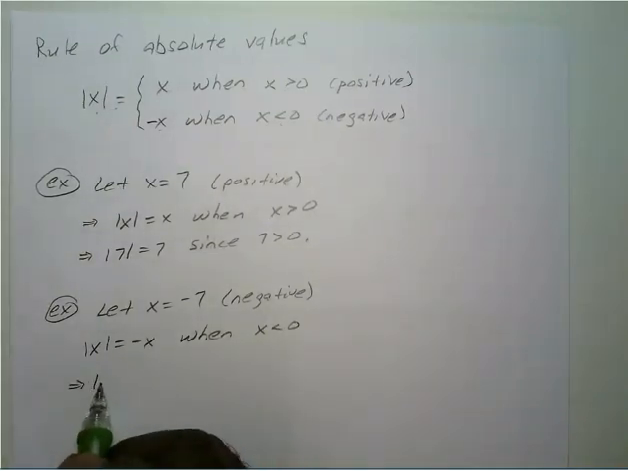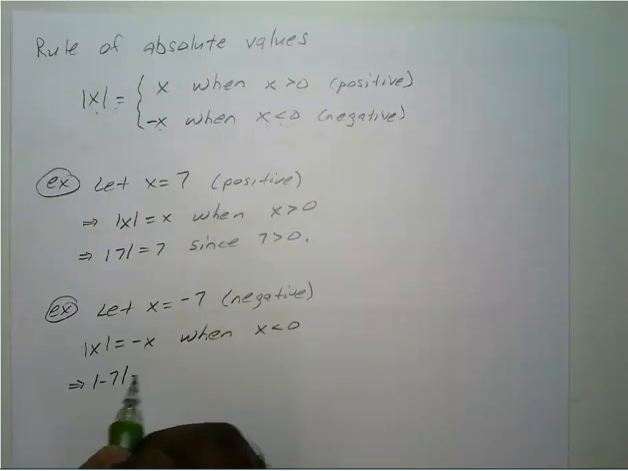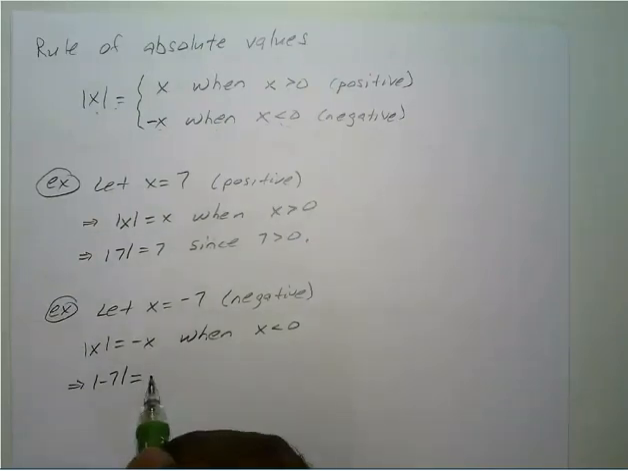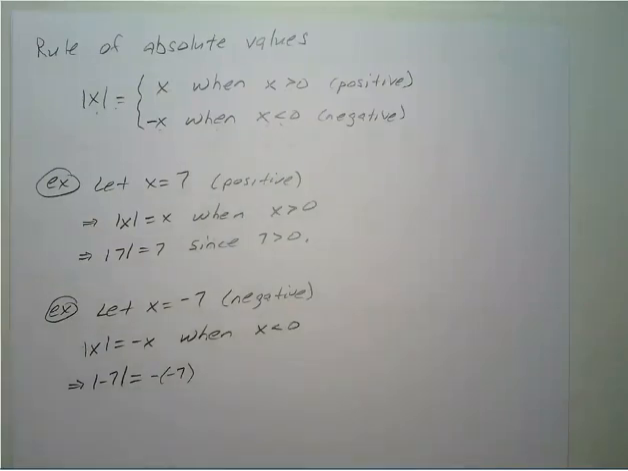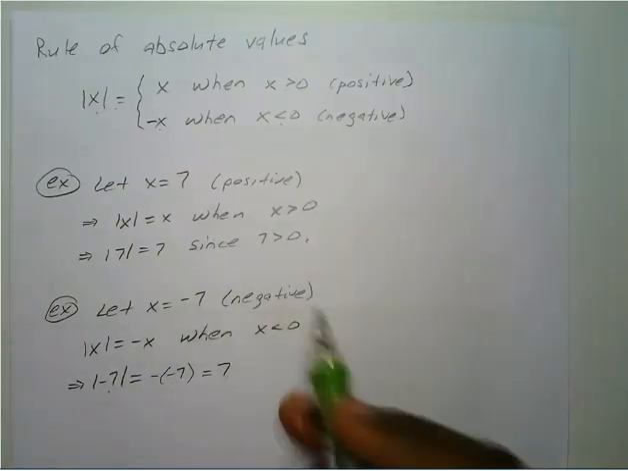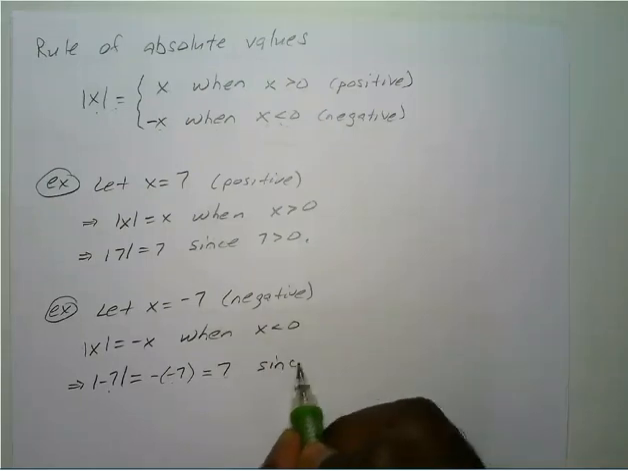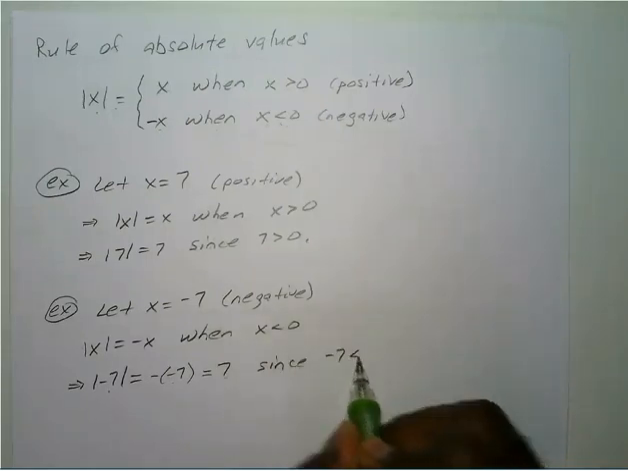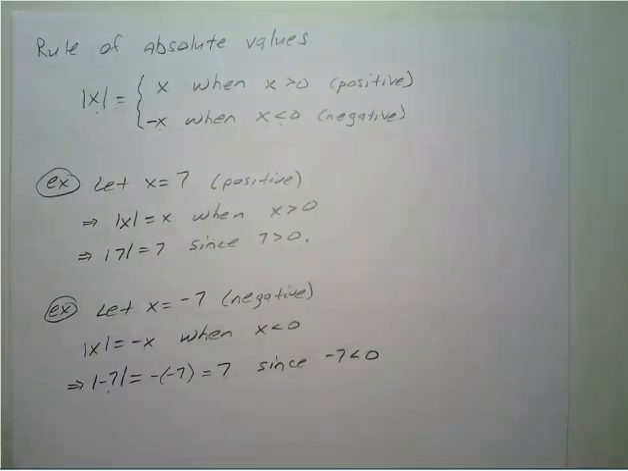And you have the absolute value of negative 7 equals the opposite of negative 7. What's the opposite of negative 7? It's 7. So the absolute value of negative 7 is equal to 7, since negative 7 is less than 0. Okay, so that's the rule of absolute value. Well, one of the rules of absolute values.